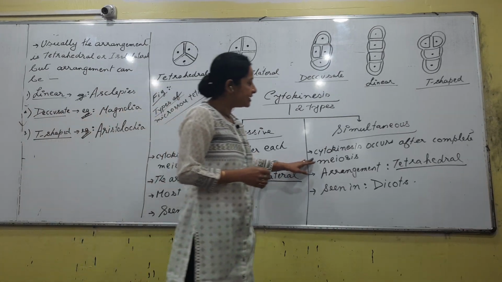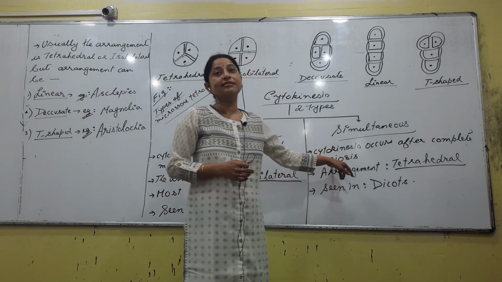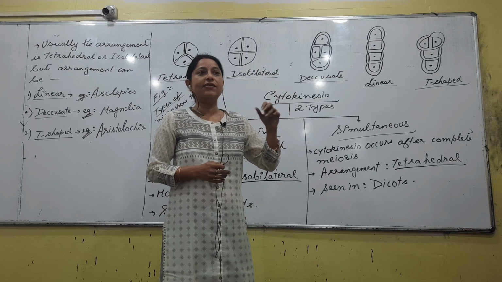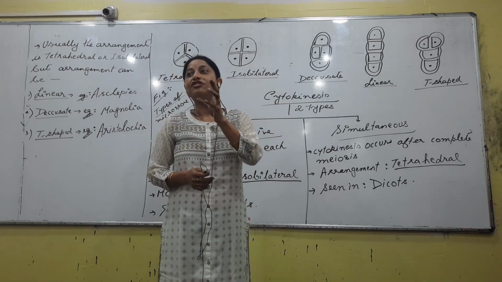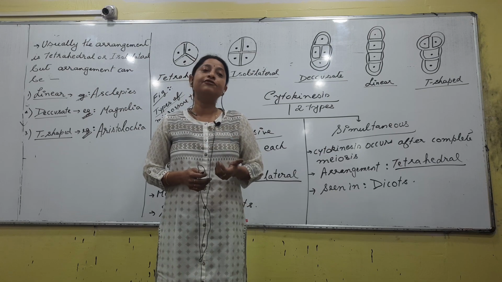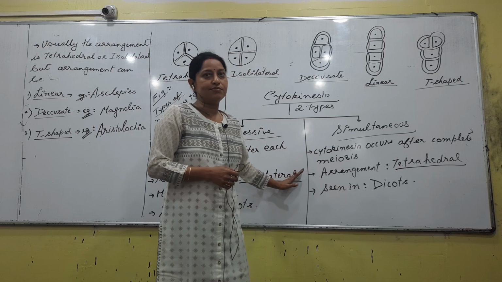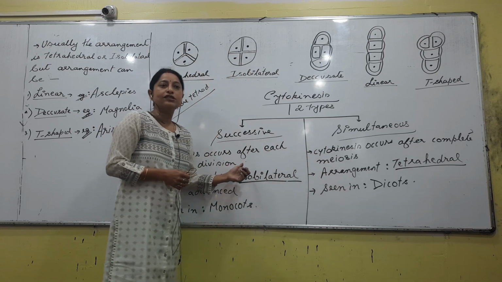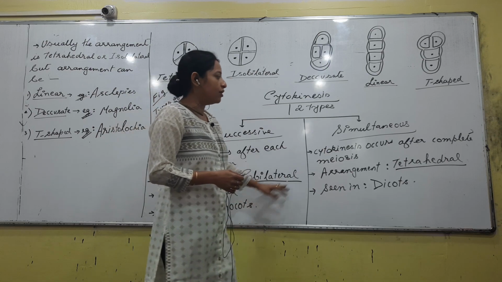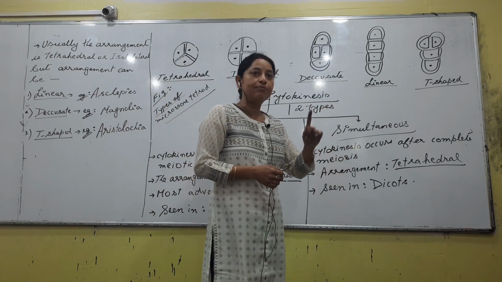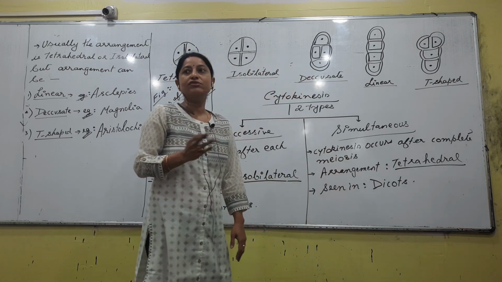Whereas in this case, what we have written is that cytokinesis occurs after complete meiosis. Complete meiosis means one nucleus dividing into 2 nuclei, 2 nuclei dividing into another 2 nuclei, a collection of 4 nuclei, and after that only cytokinesis takes place. Either this is the process or this is the process. Normally which process do we talk about? We talk about this process. If cytokinesis happens only once, the arrangement will be tetrahedral. So which one is seen in dicots, which one in monocots?